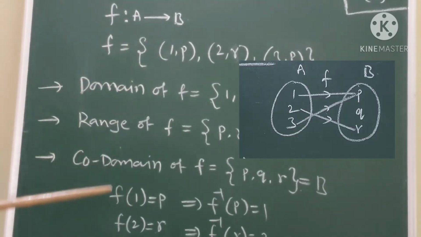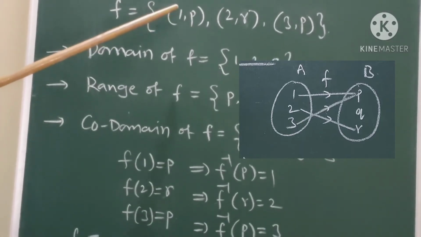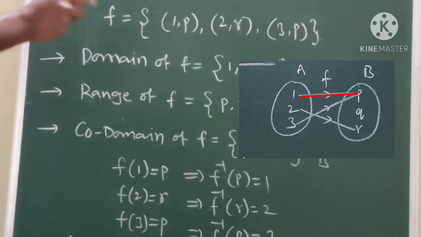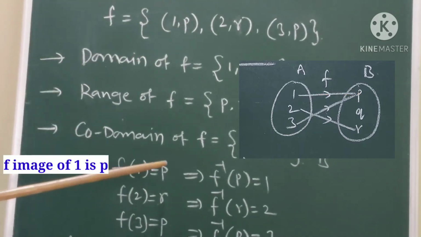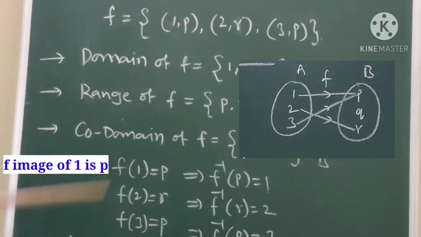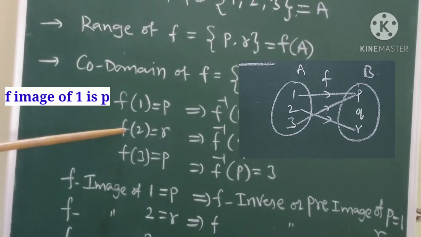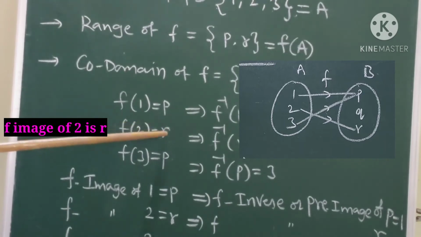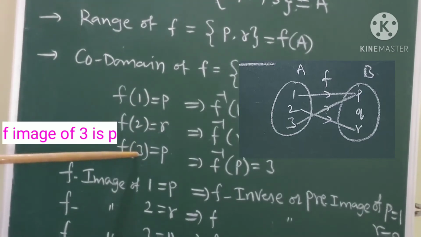Now F of 1 is equal to P. Here the first ordered pair is 1 comma P. That means 1 is related with P. 1 is related with P means we can write this as F of 1 is P, and this can be read as the F image of 1 is equal to P. Similarly, F of 2 is equal to R. That means the F image of 2 is R. Next, the F image of 3 is P.